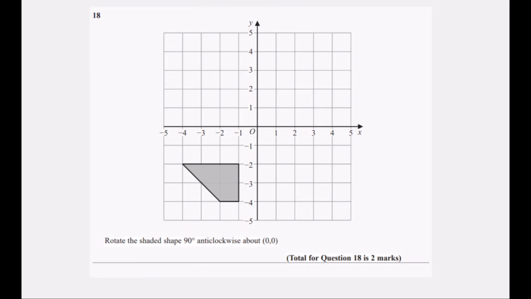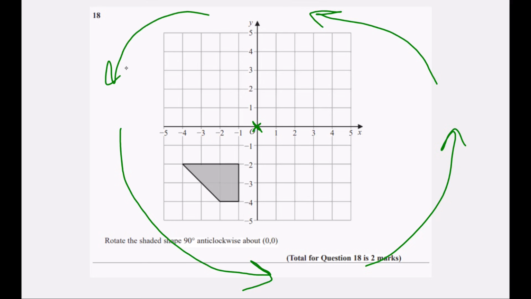Question 18, rotate the shaded shape 90 degrees anti-clockwise about 0, 0, about the origin. So we're taking the shape and rotating it 90 degrees anti-clockwise. So that's in this direction. That's anti-clockwise. You can use tracing paper for this. Put your tracing paper over the top, draw a line going up, draw around the shape, and then spin it, holding your tracing paper at the origin, until the arrow is facing this way, 90 degrees.